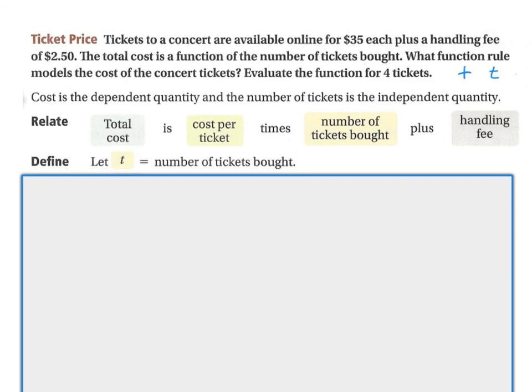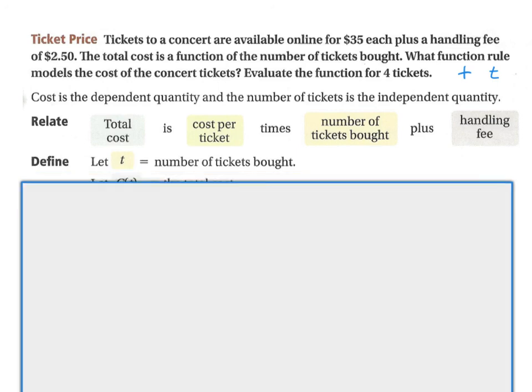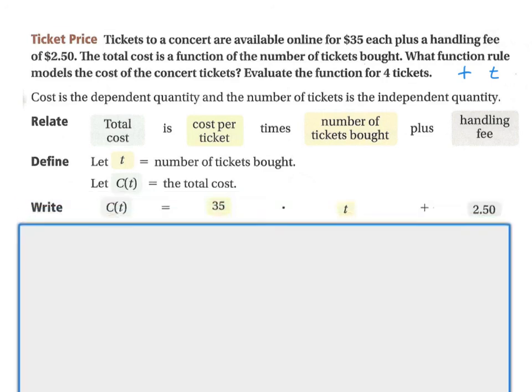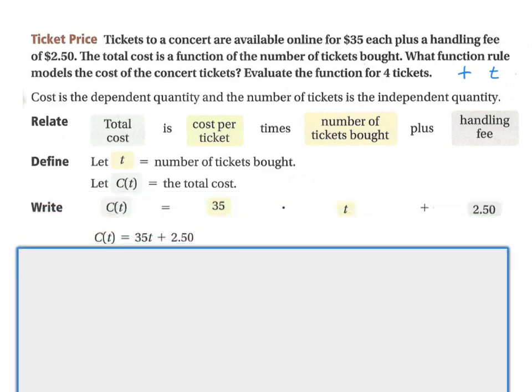It doesn't matter what you use for your variable. But since this is a function, let's make it function notation, and let's use some context clues. Well, I'm trying to figure out the cost. So I'm going to use a big C, and I'm going to use t as my variable, and now I can build my formula. Cost function of t equals 35 times t, $35 times the number of tickets, plus $250 handling, and there's your rule. And now you can answer any question.